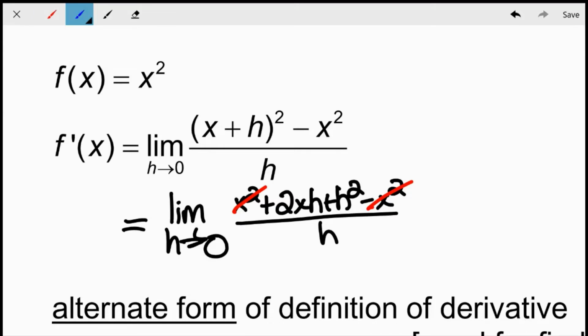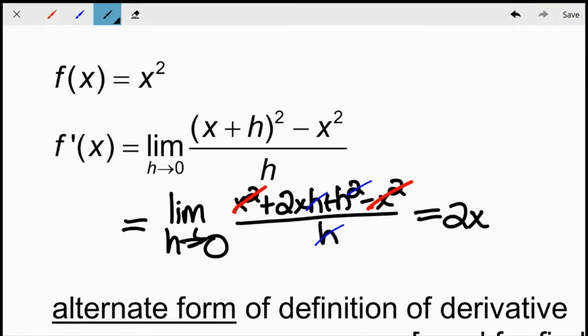And you can see that in this case, we actually can cancel the h. So these h's all go away. So in the end, I've got 2x plus h. When I take the limit as h approaches 0, that gives me 2x. So the derivative of x squared is 2x.